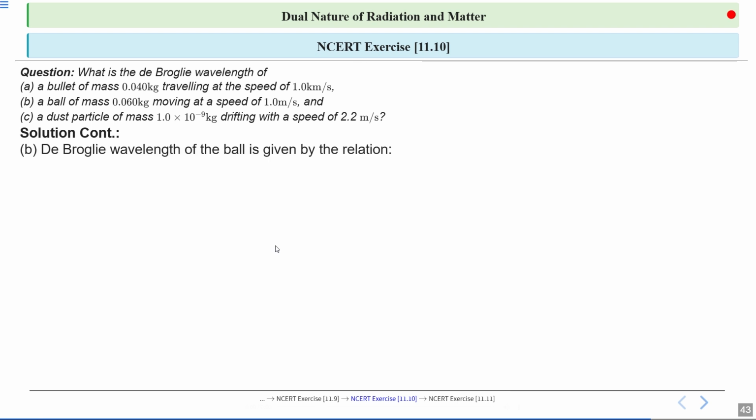Now let's focus on part B. The de Broglie wavelength of the ball is given by the relation lambda equal to h by mv. So lambda equal to 6.6 × 10^-34 divided by 0.060 into 1. So solving this, you will get 1.1 × 10^-32 meter.